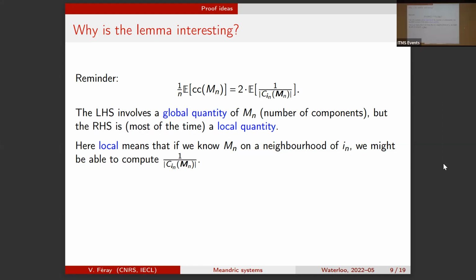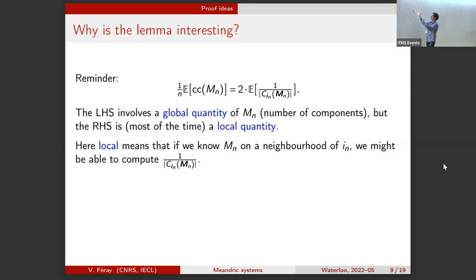What I mean is that if I tell you, okay, I have some meandric system, and here you have your marked point, and you see only a bit of the meandric system, okay? If I ask you what is the number of components in the meandric system, you have no chance to answer that. But if I ask you what is the inverse size of the component containing your marked point, maybe you'll be lucky. And maybe it looks like that, and you can answer the question.